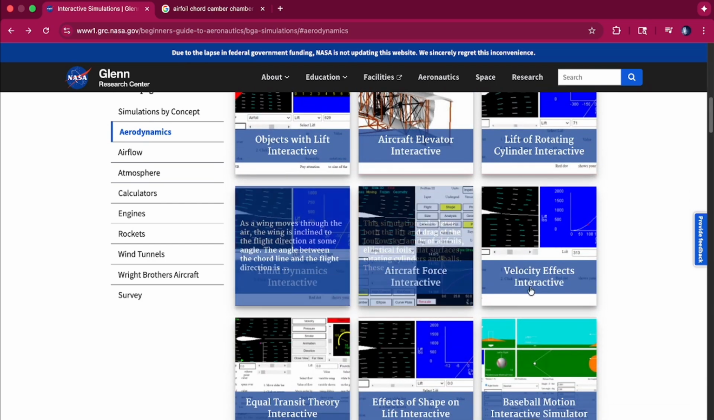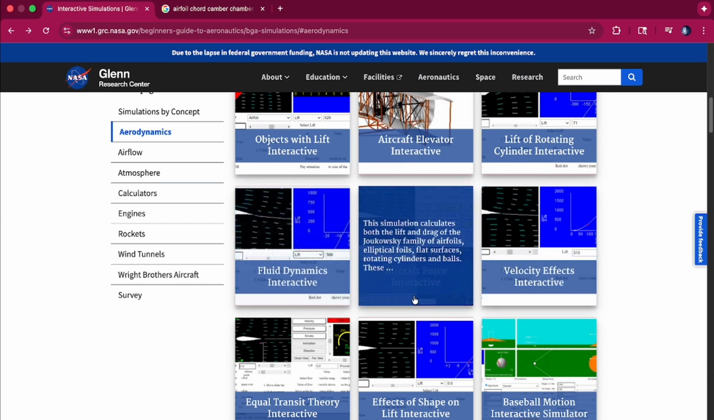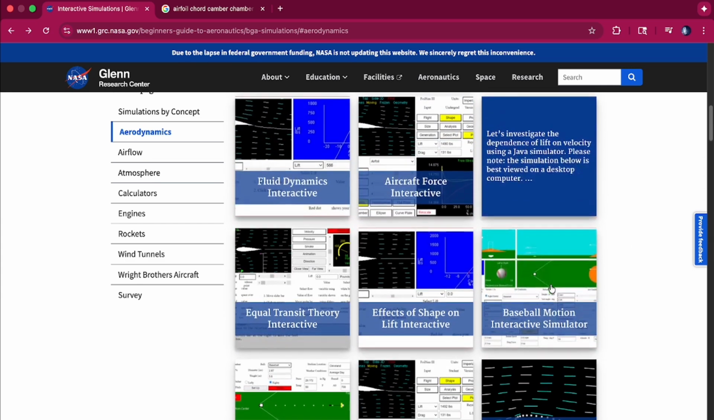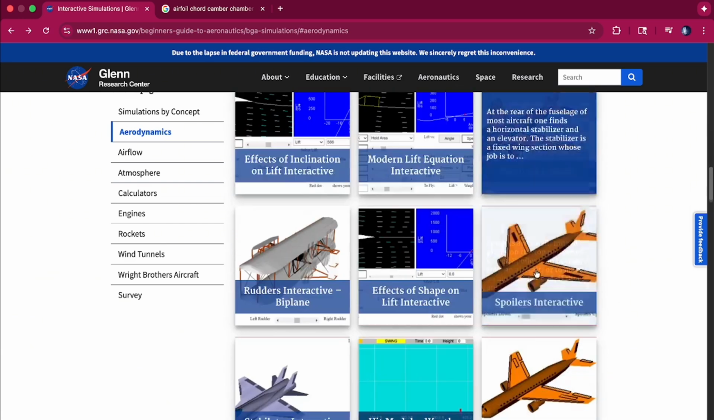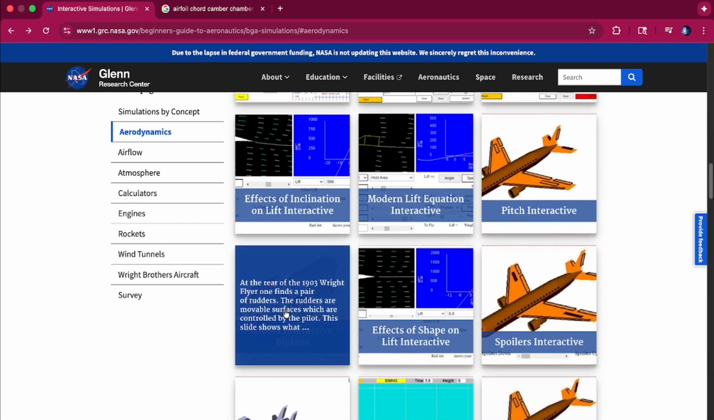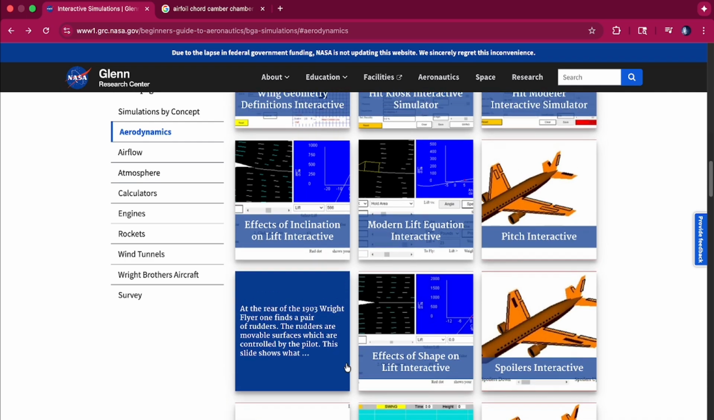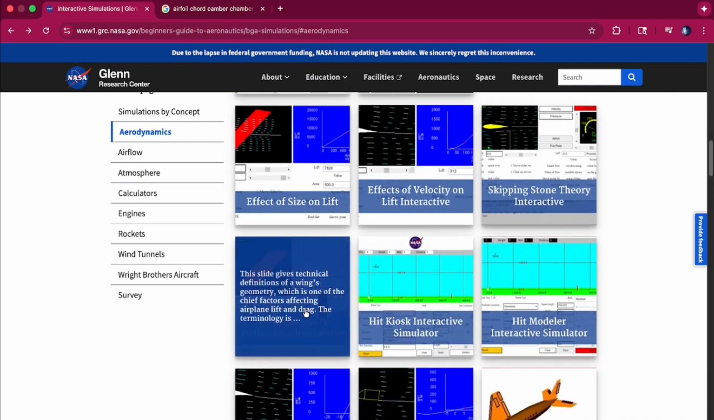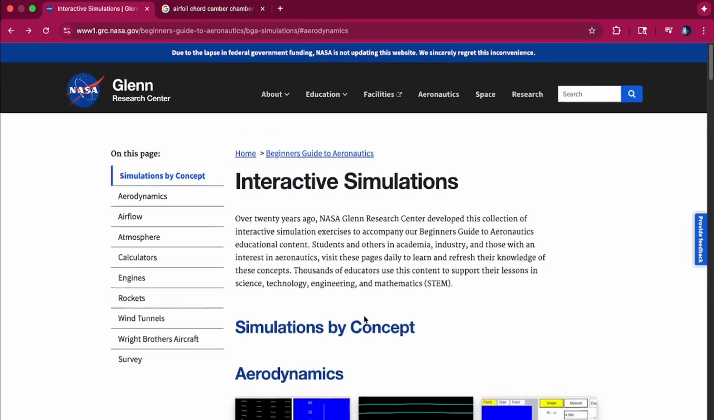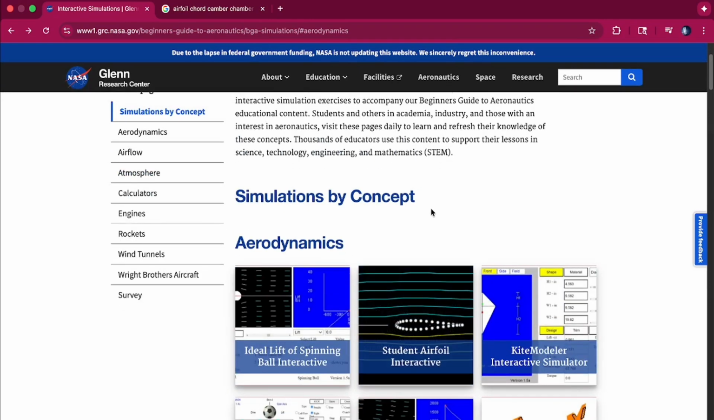We'll take a look into these three interactive ones here: fluid, aircraft force, velocity, effects, maybe a bit of pitch, spoilers, rudder for sure, biplanes. We'll see if any of these sub-factors come up. But yeah, we're going to take a look at this on moon geometry. We're going to go over some of these. So let's take a look at this. I'll give you guys the link as well.